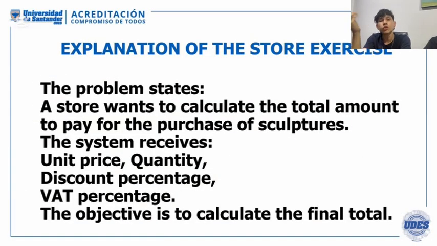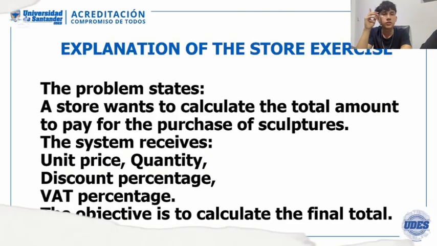Okay, now that we know what a variable is and what an algorithm is, we're going to talk about an example, and the example is one we made ourselves. We know that an algorithm is something created to solve a problem. The problem we have is the following one. A store wants to calculate the total amount to pay for the purchase of sculptures. The system receives the following variables: the unit price, the quantity, the discount percentage, and the IVA percentage, and the objective is to calculate the final total.